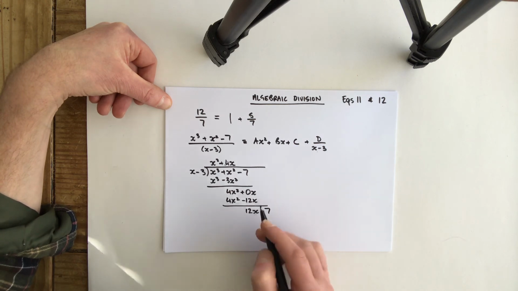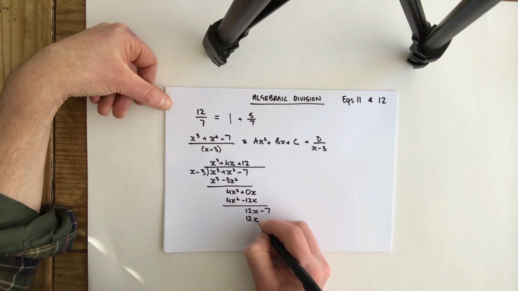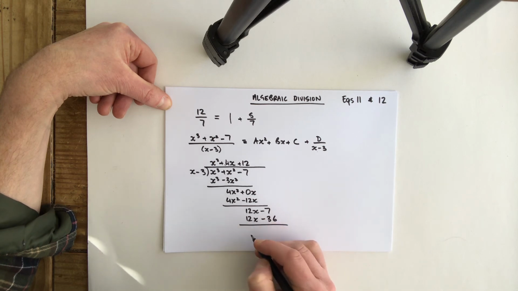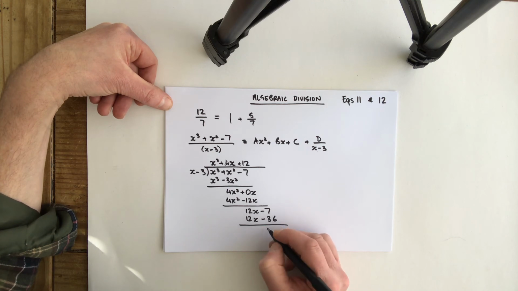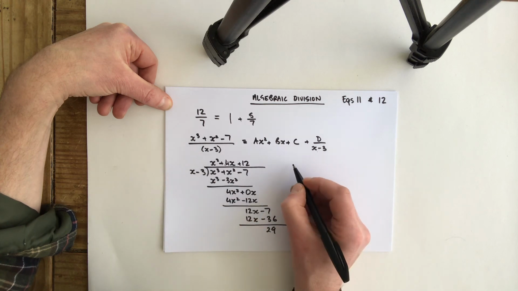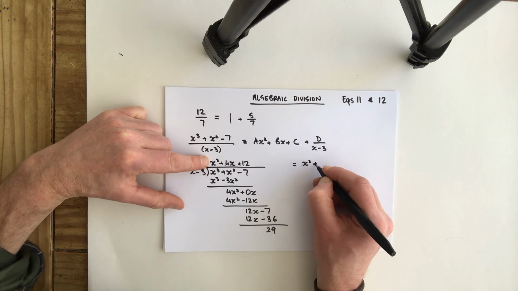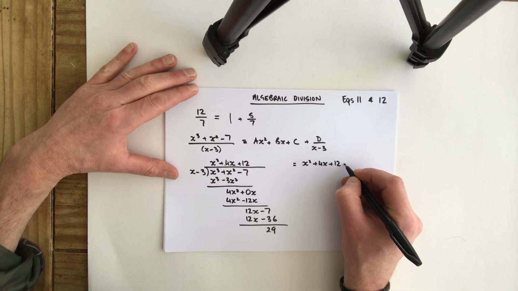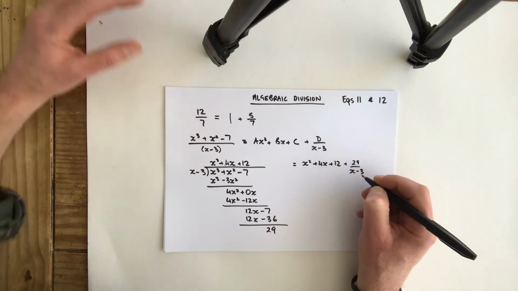How many x is going into 12x? There are 12 of them. 12 times x is 12x. 12 times minus 3 is minus 36. 12x take 12x is nothing. Minus 7 take minus 36 is 29. So I know my fraction here can be written as x squared plus 4x plus 12 plus 29 over x minus 3.